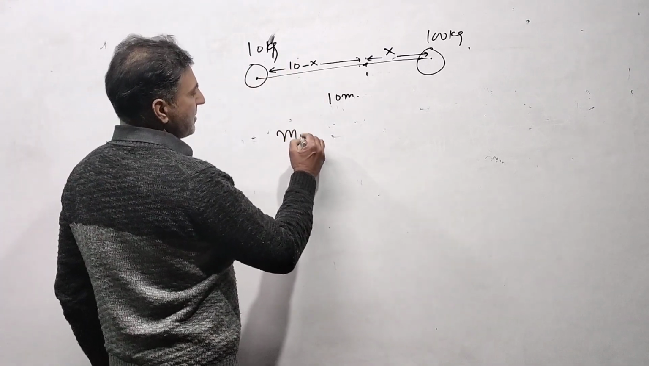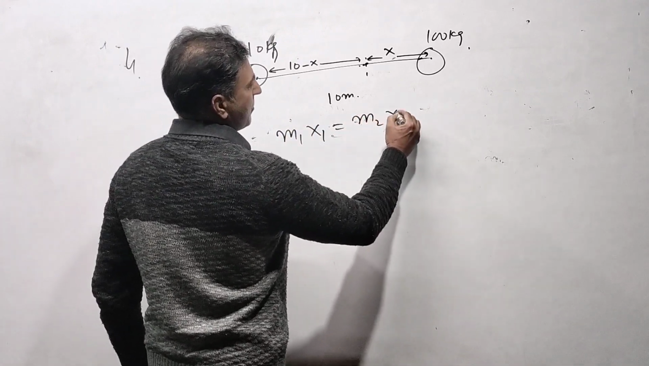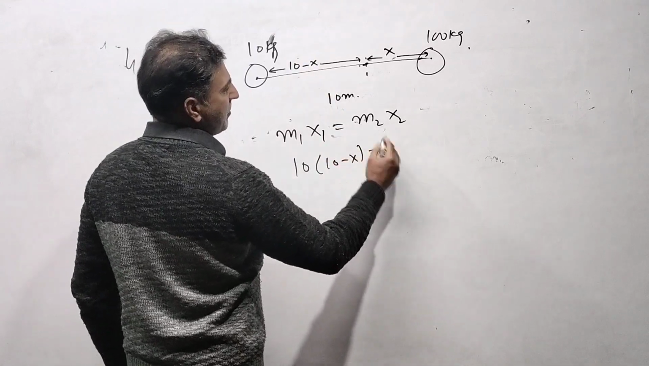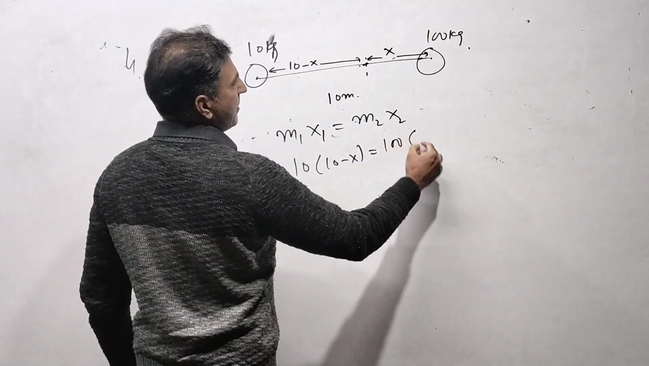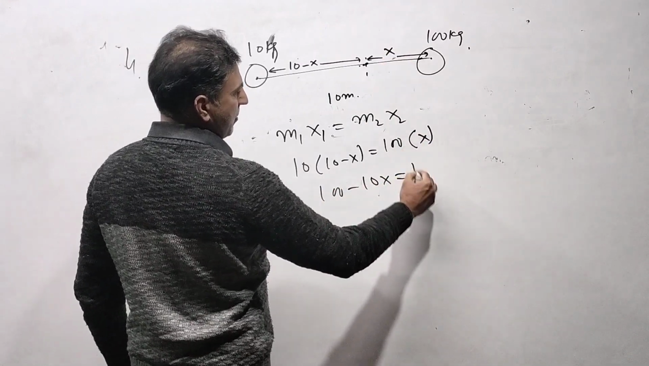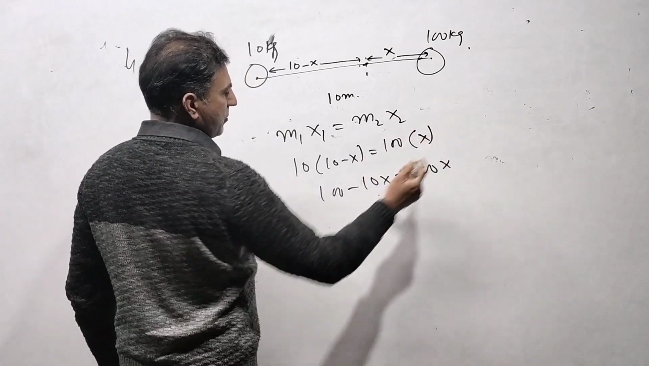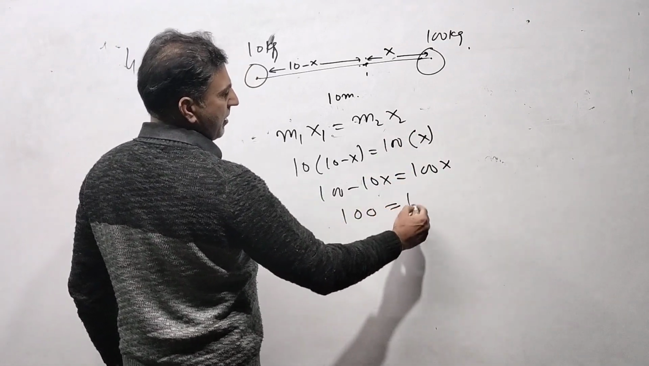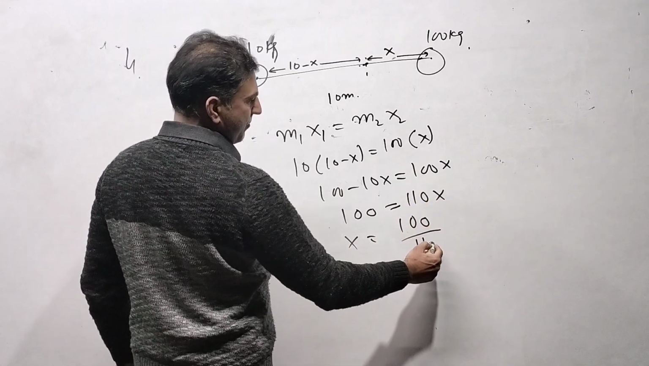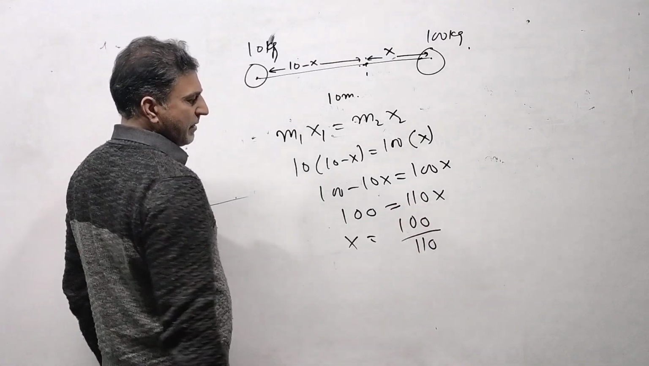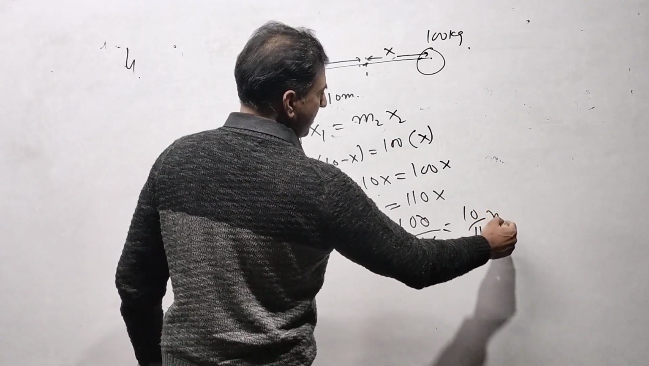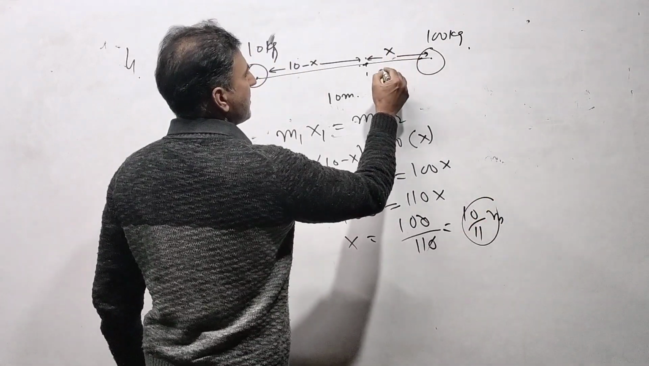This mass m1 x1 is equal to m2 x2, but m1 is 10 kg and x1 is 10 minus x, is equal to, what's m2? That's 100, into what's x2? That's x. So it is 100 minus 10x is equal to 100x. Get this over to that side. This 100 is equal to 110x. So what is x? 100 by 110. This will cancel off. So 10 by 11 meters. It is 10 by 11 meters.